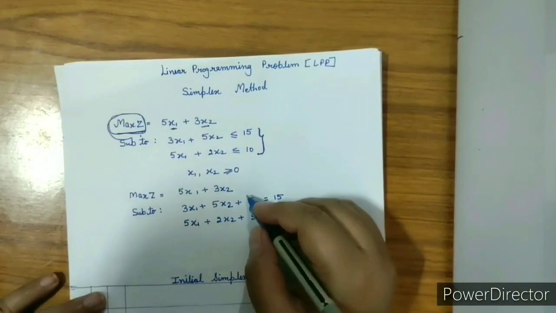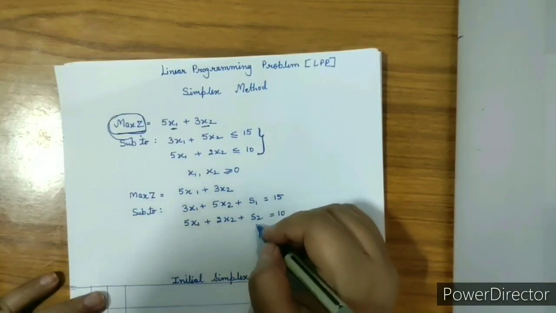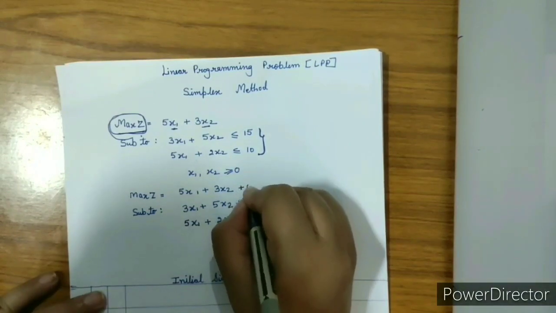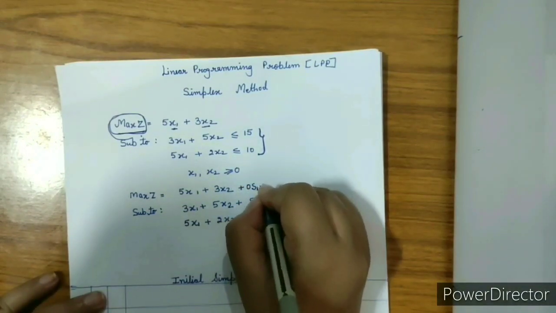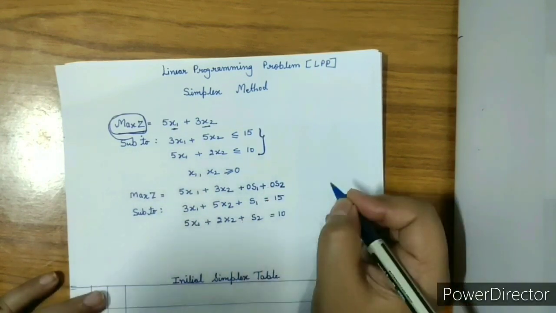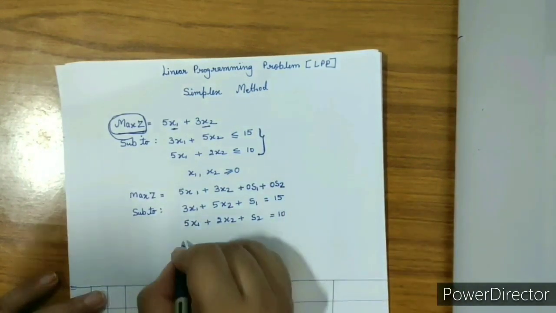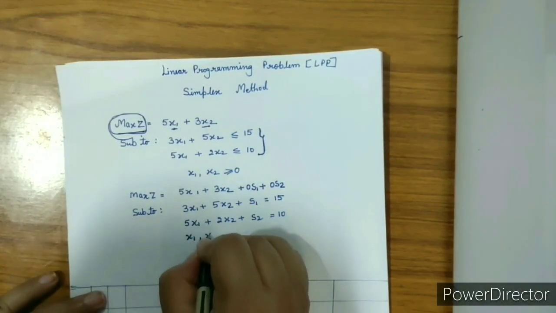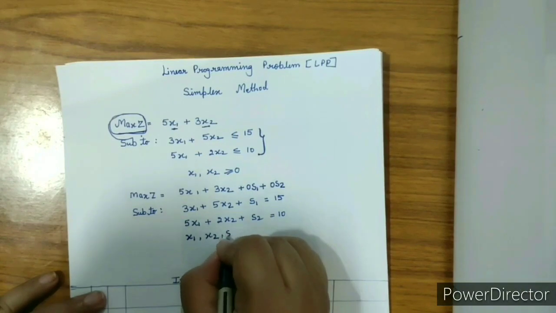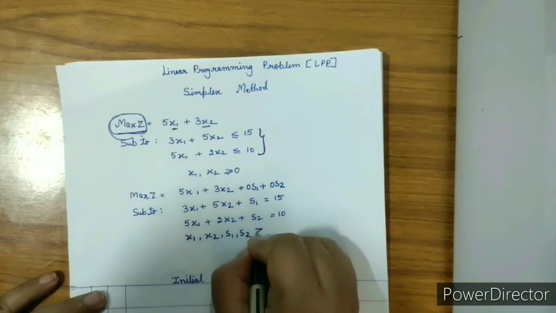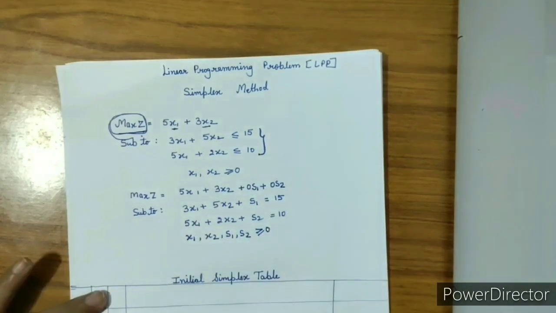Now we introduce two new variables, s1 and s2. The contribution of s1 will be 0, so we write 0 s1, plus the contribution of s2 also 0, so 0 s2. Now this is our condition: x1, x2, s1, s2 are greater than or equal to 0.